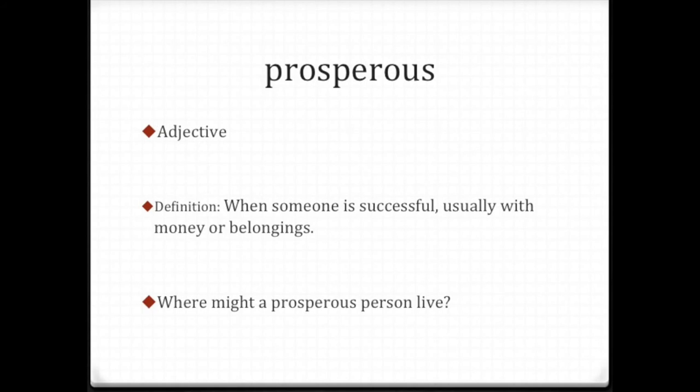Our next word is prosperous, and again, we can already tell it's an adjective because it has that common adjective suffix, ous. Adjectives are describing words. Prosperous means when someone is successful, usually with money or belongings. We can use the word prosperous like this: many cities and towns along trade routes become prosperous. Now think about this. Where might a prosperous person live? You can write your answer or maybe even draw a picture on your vocab sheet.